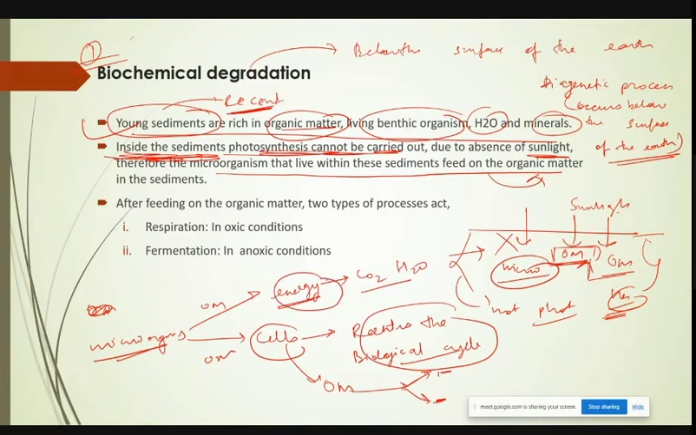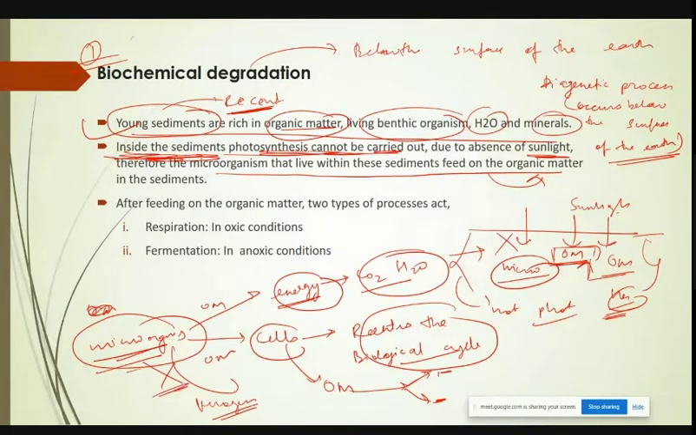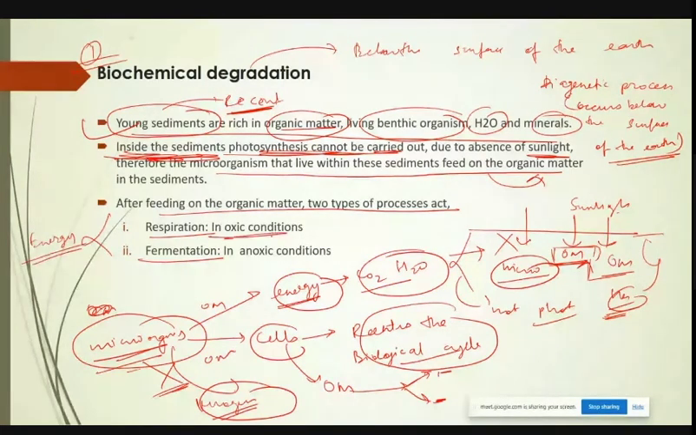And if it is used for making energy, it will convert to carbon dioxide and hydrogen. And if it is preserved, if it is not attacked by microorganisms, then it will convert into kerogen. After feeding on the organic matter, two types of processes act. First is respiration and second is fermentation. Both these processes produce energy. Respiration occurs in oxic condition, meaning when there is O2, and fermentation occurs in anoxic condition when there is no O2.